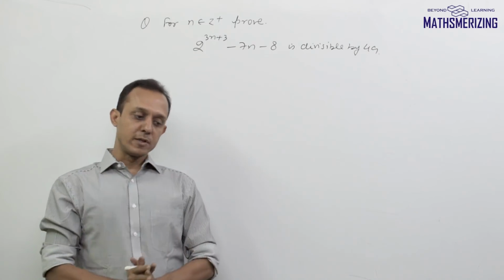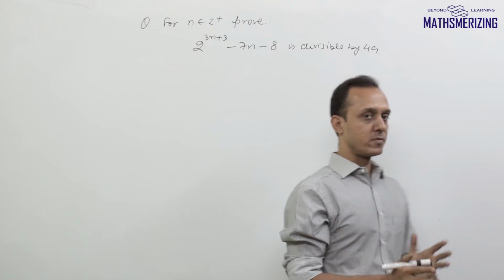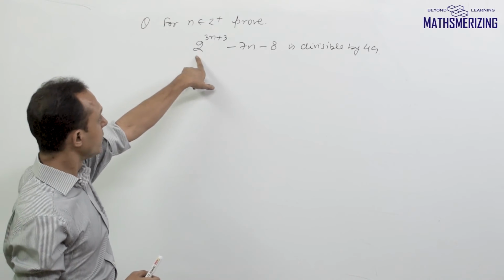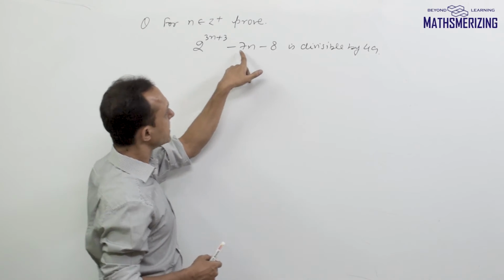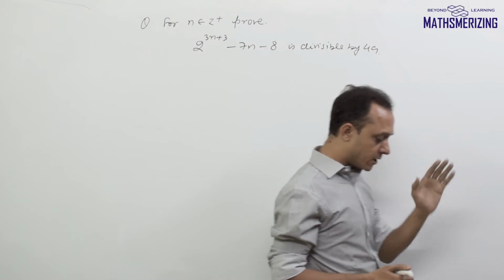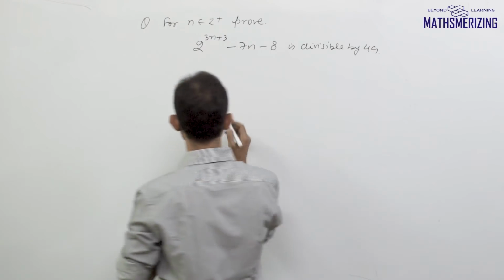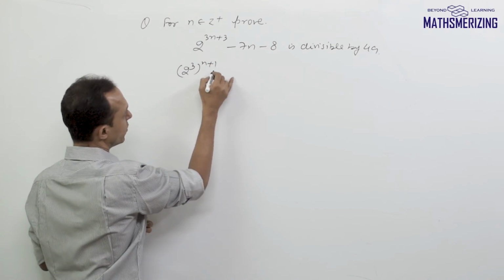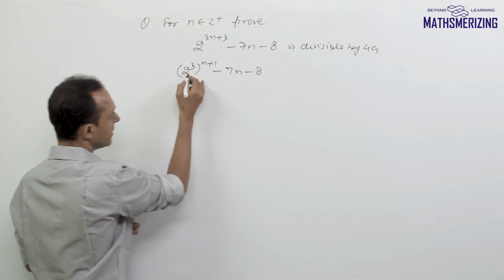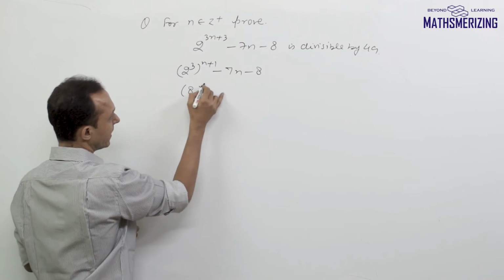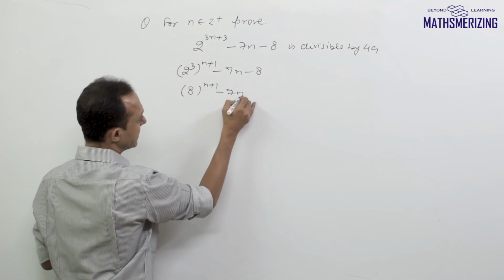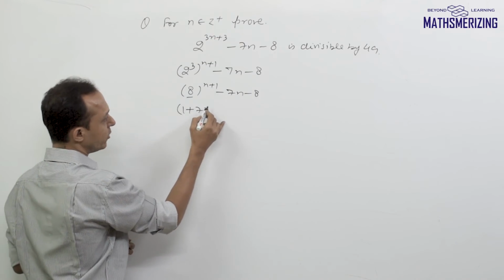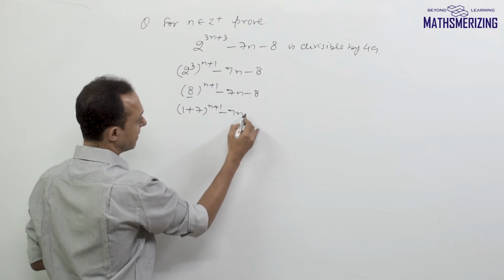Now, one of the problems where binomial theorem is generally used is divisibility problem. Say for example, suppose the question is for a positive integer n, we have to prove that 2 to the power 3n plus 3 minus 7n minus 8 is divisible by 49. So what I'll do is, I'll write it as 2 cube to the power n plus 1 minus 7n minus 8. Now 2 cube is 8 and this is 8 to the power n plus 1 minus 7n minus 8. Now I can write this 8 as 1 plus 7 to the power n plus 1 minus 7n minus 8.